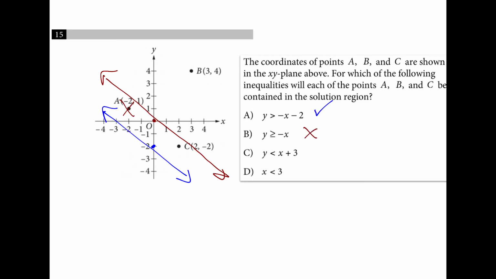If we start at 3, and have a slope of 1, looks like that point is right on the line, and it's supposed to be below it. And if x has to be less than 3, again, this one is right on the line. So A is your answer.